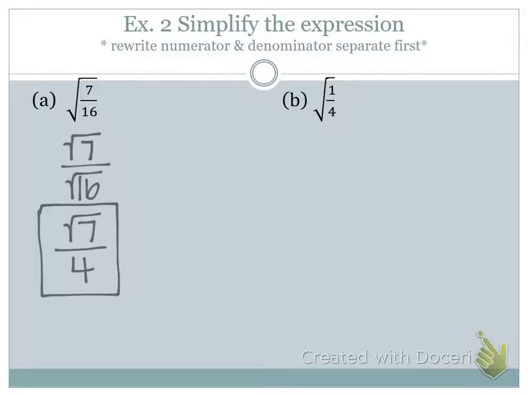All right, let's look at letter B. Kaylee, what's the first thing we would do on letter B? Separate. Okay, let's separate them. So we got the square root of 1 over the square root of 4. All right, and Kaylee, what is the square root of 1? It stays a 1, or it is 1. And what's the square root of 4? 2. Awesome. So my answer is 1/2.